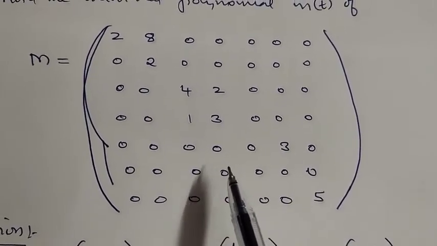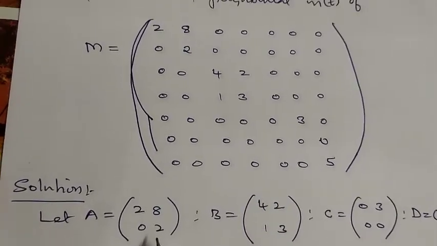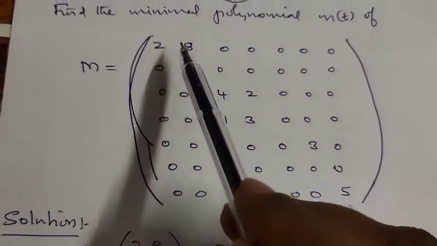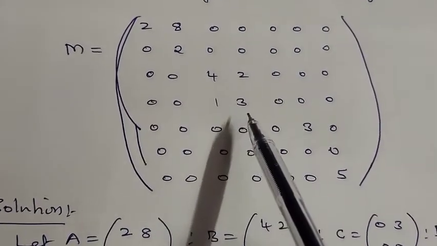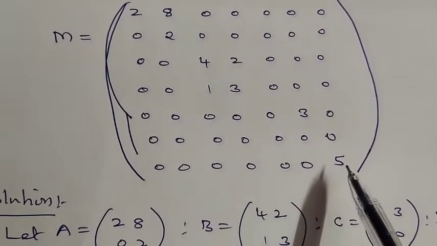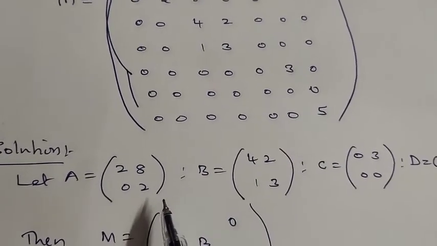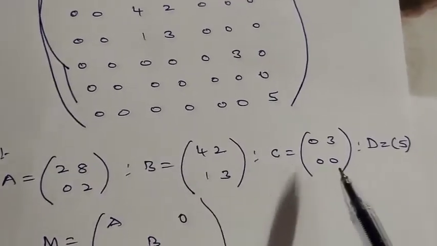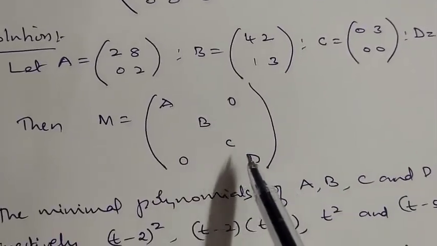Now I will write this matrix in blocks. Let A be the first matrix, 2, 8, 0, 2, and B be the matrix 4, 2, 1, 3. Let C be the matrix 0, 3, 0, 0, and D be the matrix which contains 5 only. So A is 2, 8, 0, 2; B is 4, 2, 1, 3; C is 0, 3, 0, 0; D is 5. Then M becomes the block diagonal of A, B, C, D.